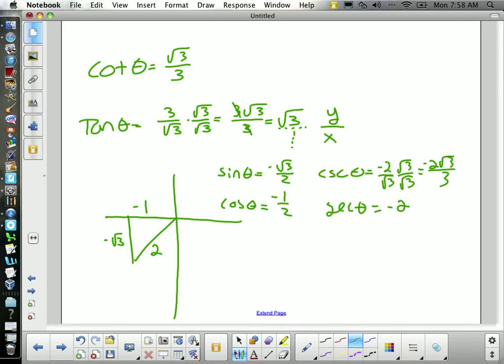For tangent and cotangent, the pattern is negative root 3, negative 1, negative root 3 over 3, 0, root 3 over 3, 1, root 3. Those are my identity values for my tangent and cotangent angles. So it makes it kind of nice.